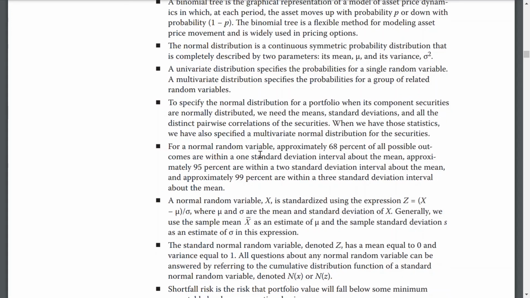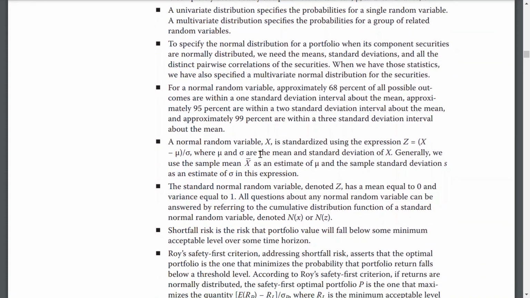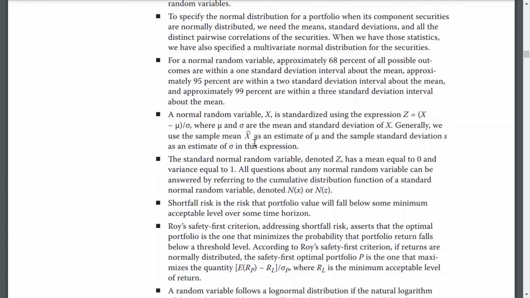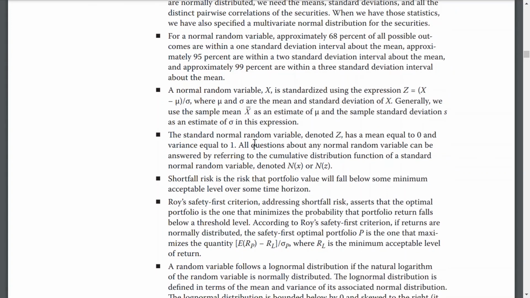For a normal random variable, approximately 68% of all possible outcomes are within one standard deviation interval about the mean, approximately 95% are within a 2 standard deviation interval about the mean, and approximately 99% are within the 3 standard deviation intervals about the mean.